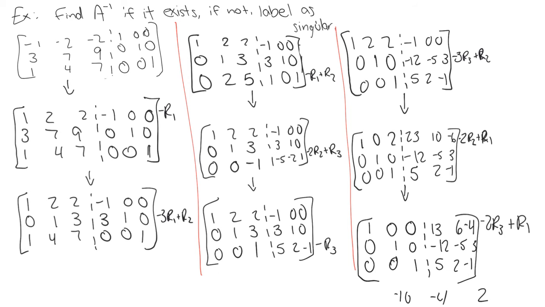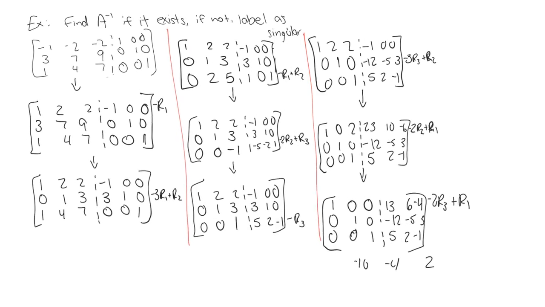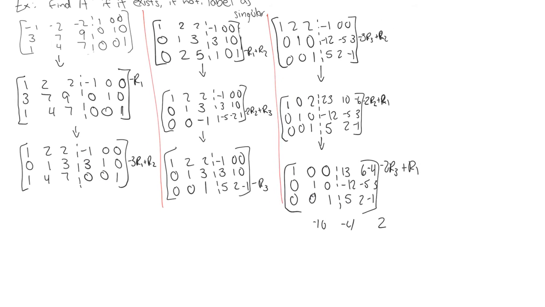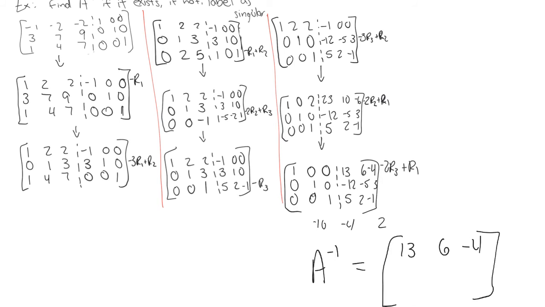All right, and there it is. Look at it, there is one. And so I'm going to go ahead and just put that on the outside and say that my inverse is this 3 by 3 of 13, 6, negative 4, negative 12, negative 5, 3, 5, 2, and negative 1.